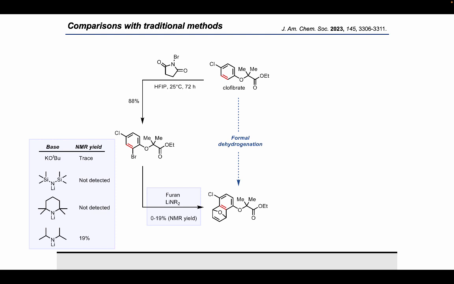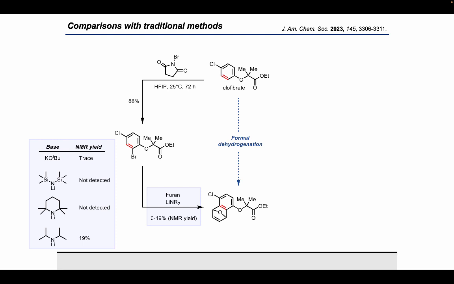Of all four bases screened, LDA was found to generate the oxabicyclic product in 19% yield, while lithium HMDS and lithium TMP failed to generate the product in any detectable quantity. All four bases screened produced large quantities of unknown degradation products, further emphasizing the incompatibility of base-sensitive functional groups when aryl halides are used as arene precursors.